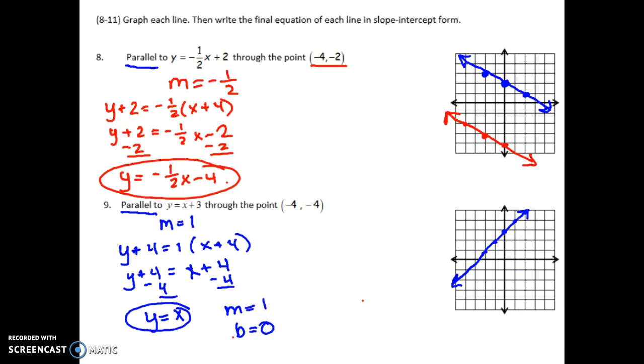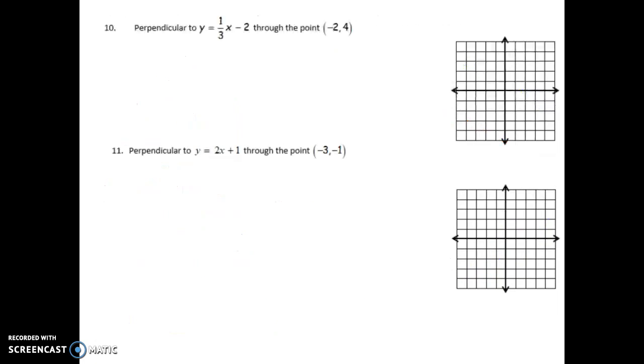Okay, let's do that in red. We start at 0. Okay, whoops, change to red. Okay, and then our slope is 1. So we're just going to do something like this. And if you notice, we've got parallel lines, one going through the origin. All right, moving on to number 10.